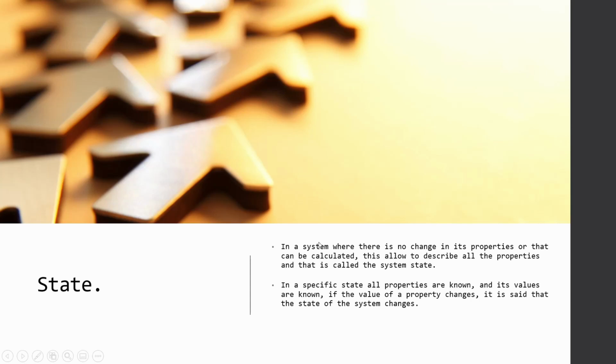So a state, what is a state in a system? We already know what is a system, where there is no change in its properties, in its characteristics, or that can be calculated. This allows us to describe all the properties. So what I want to say here is that if we can calculate the properties, if we can say that there is no change in the system, we call that a state. So we are in a specific state where all values are known, where nothing is changing. So we have a state.